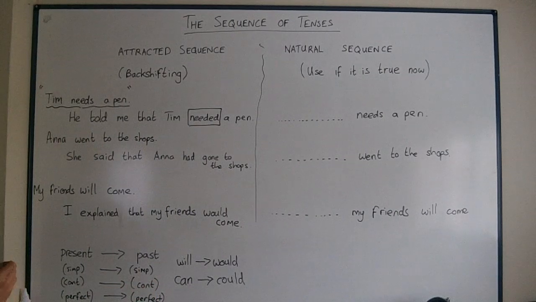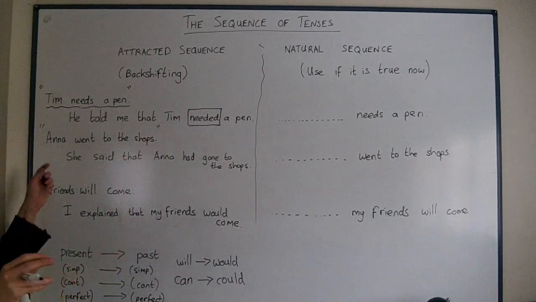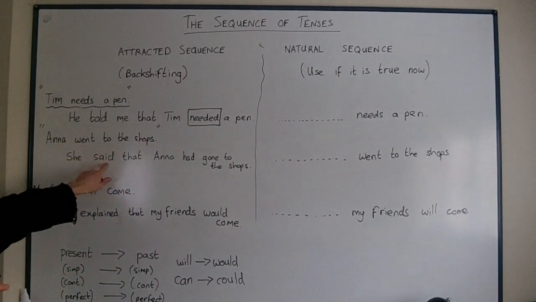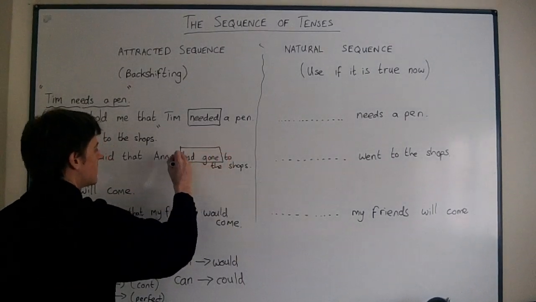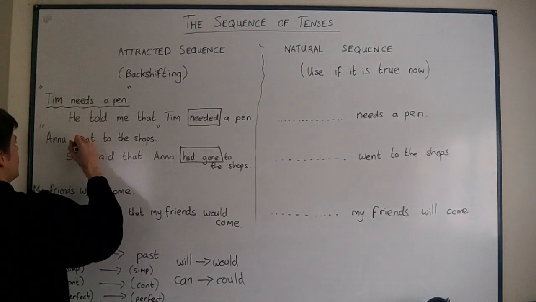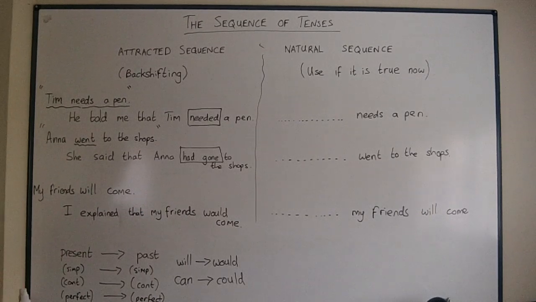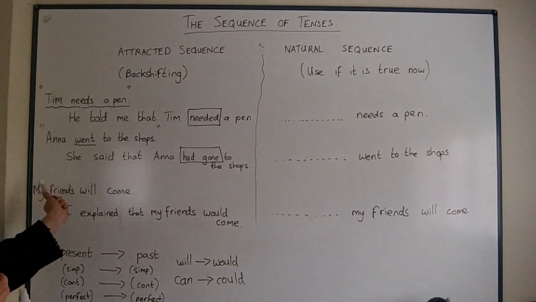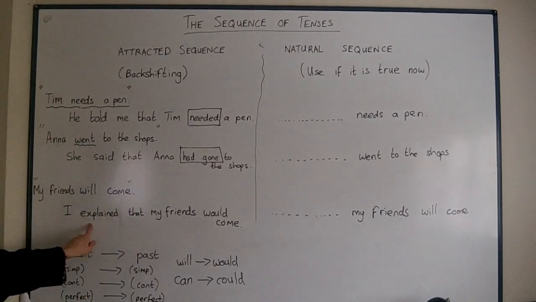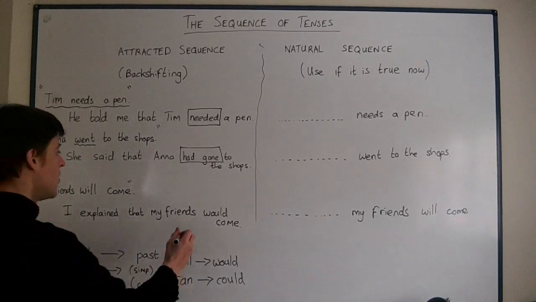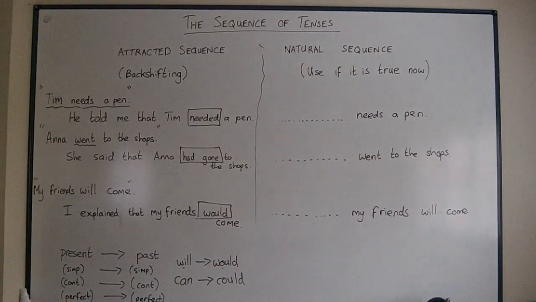Present goes to past. Okay, if my wife says, Anna went to the shops, she said that Anna had gone to the shops. Past simple here becomes past perfect here. Went goes to had gone. Okay? Another example would be, my friends will come. I explained that my friends would come. So will goes to would in reported speech.